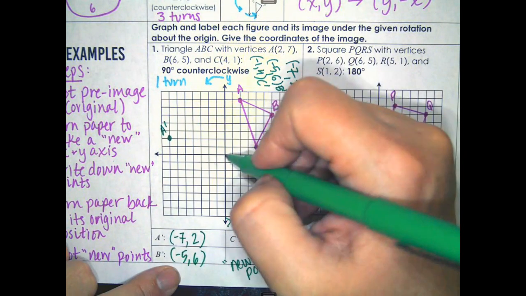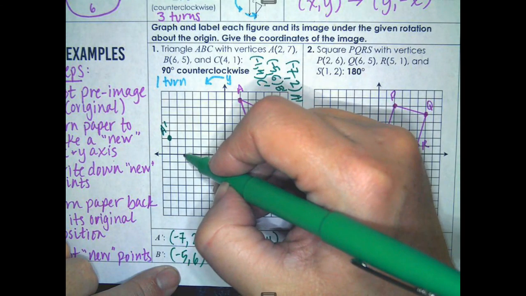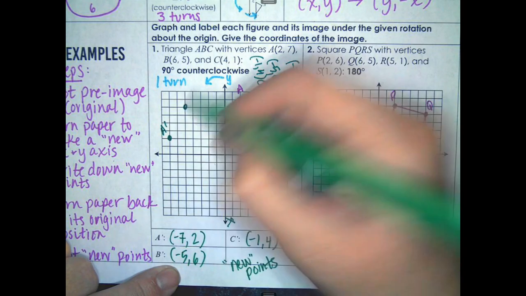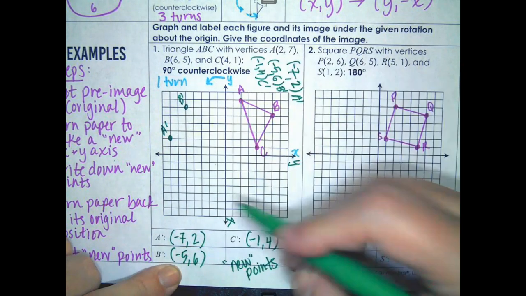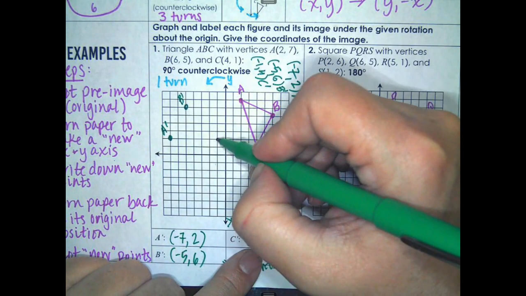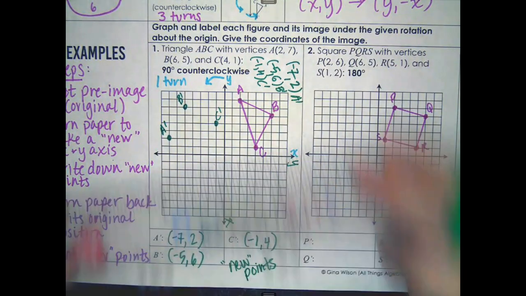B is going to be -5, +6. -1, -2, -3, -4, -5, up 6. 1, 2, 3, 4, 5, 6. And this is going to be B prime. And then C is going to be -1, +4. And that is C prime. And then connect your points.